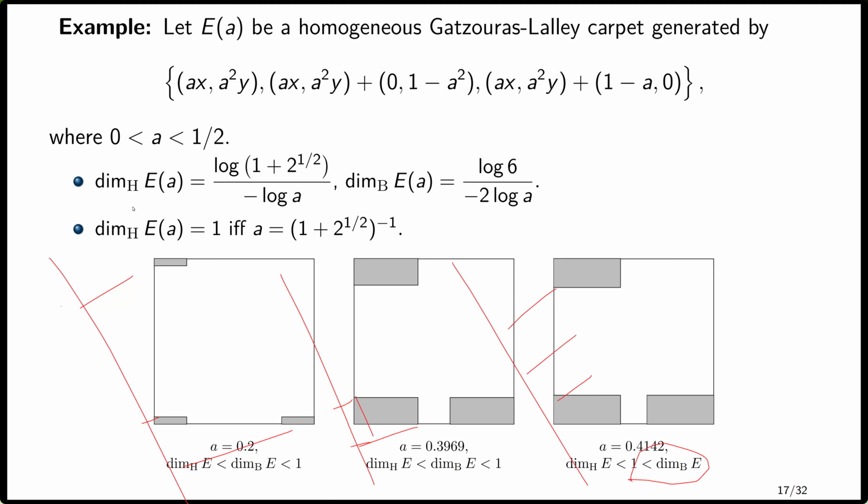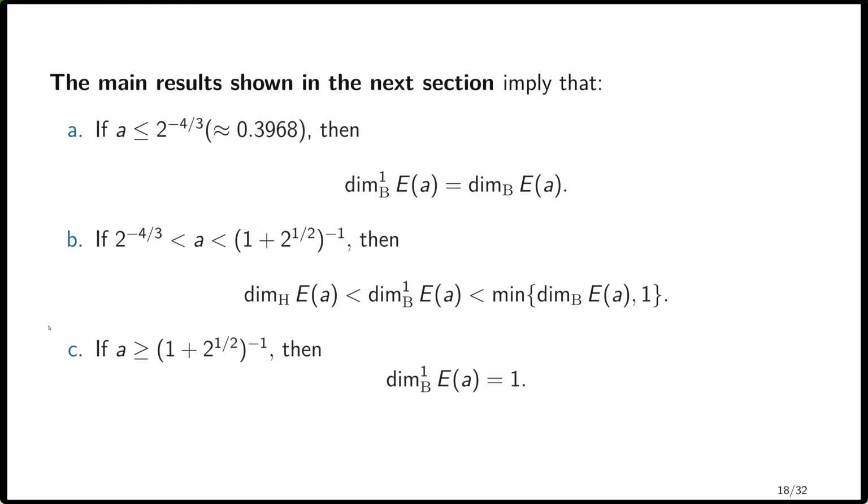And now let's see the result for the projection set. The main result shown in the next section will imply that, in fact, we find another critical point A1.